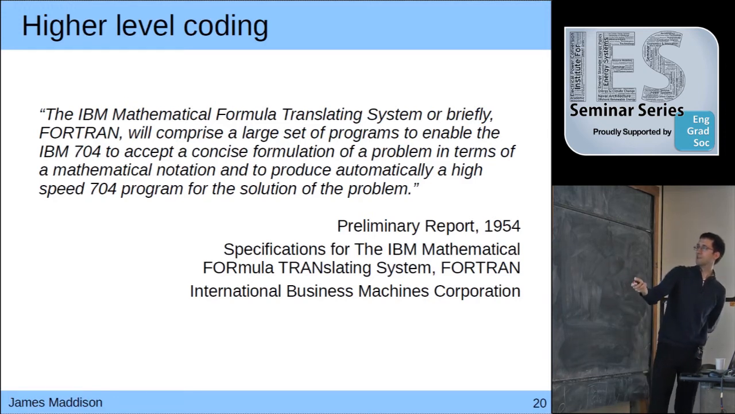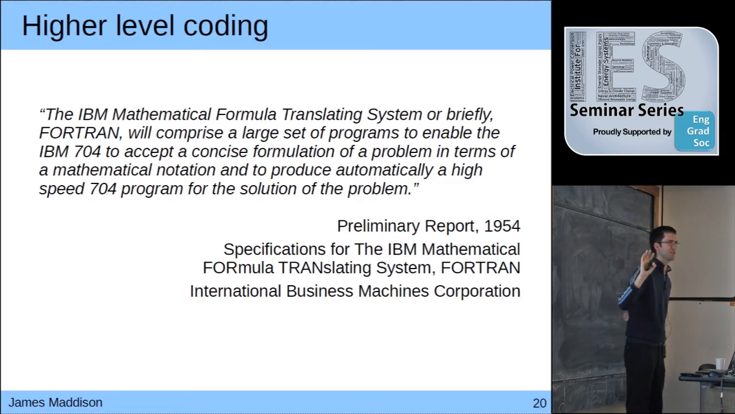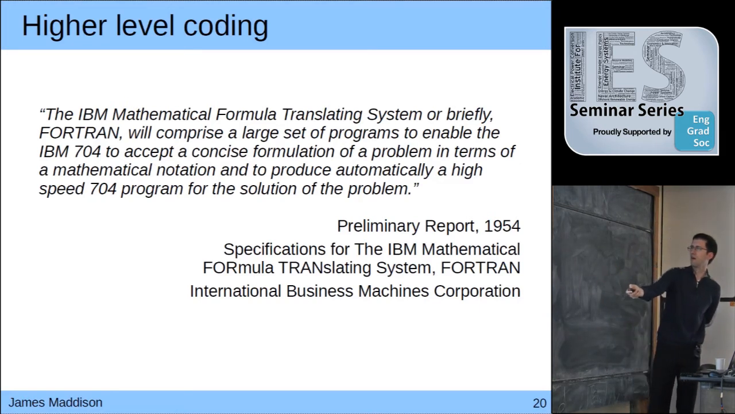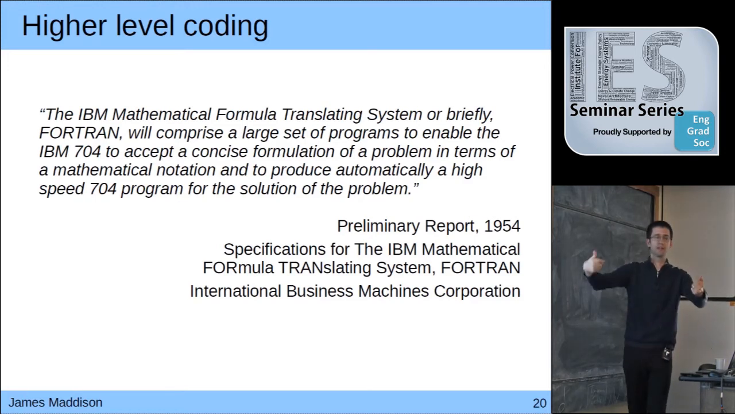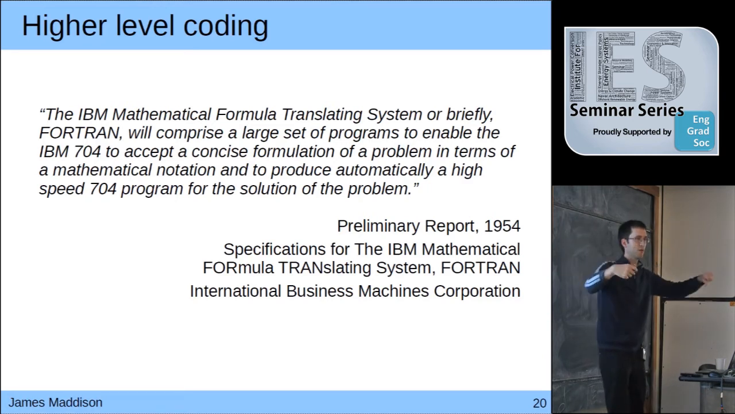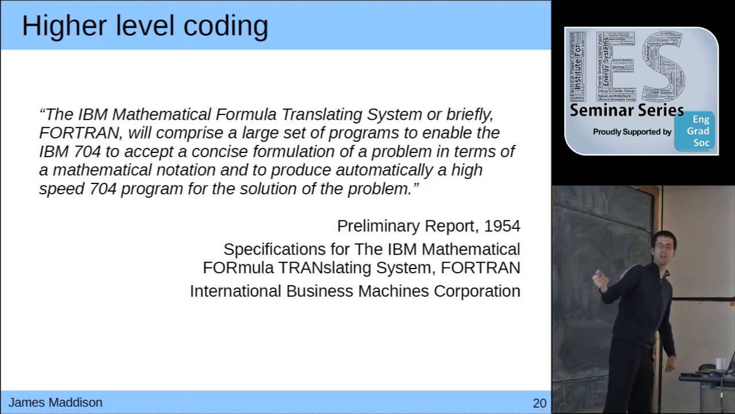The IBM Mathematical Formula Translating System, or Fortran, will comprise a large set of programs to enable the IBM 704, I think that's one of these room-sized machines, so this is going back a while, to accept a concise formulation of a problem in terms of a mathematical notation and to produce automatically a high-speed program for the solution of the problem. So what it was designed to do was for you to be able to write down, here's my mathematics, write that down, and then that to be turned into a high-speed program.